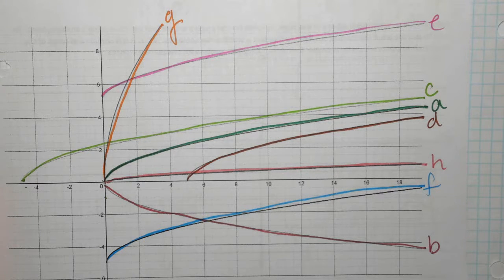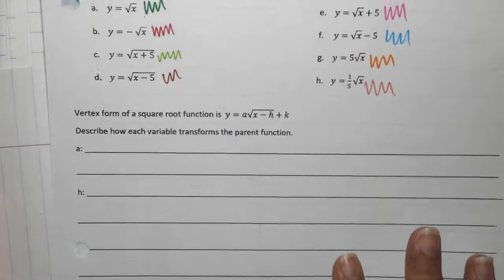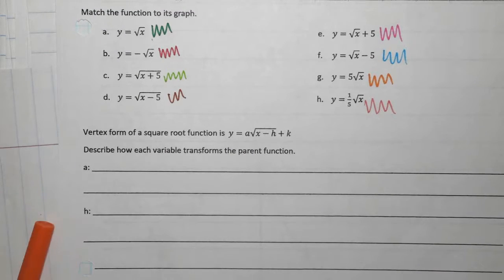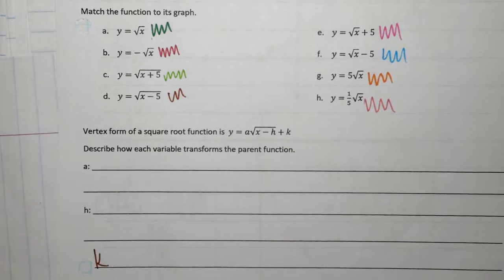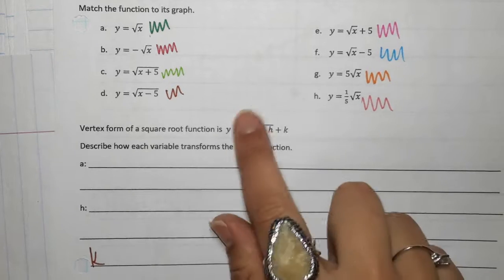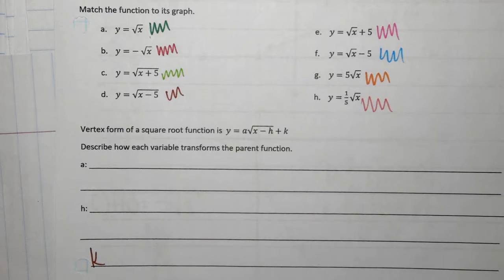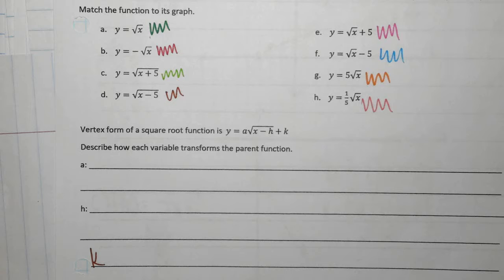You have any questions? Alright, now at the bottom it says describe how each variable transforms the parent function. And you have an A, you have an H, and then you have a hole punch where K should be. So what I want you to do right now, and you're welcome to talk to each other, is tell me how A, the number out front when it's in vertex form, changes the function. I want you to tell me what it does. I want you to write it down. You can talk to each other. You cannot talk to me because we've already talked about it 4 times. Yes, steeper is more accurate, not steepens.